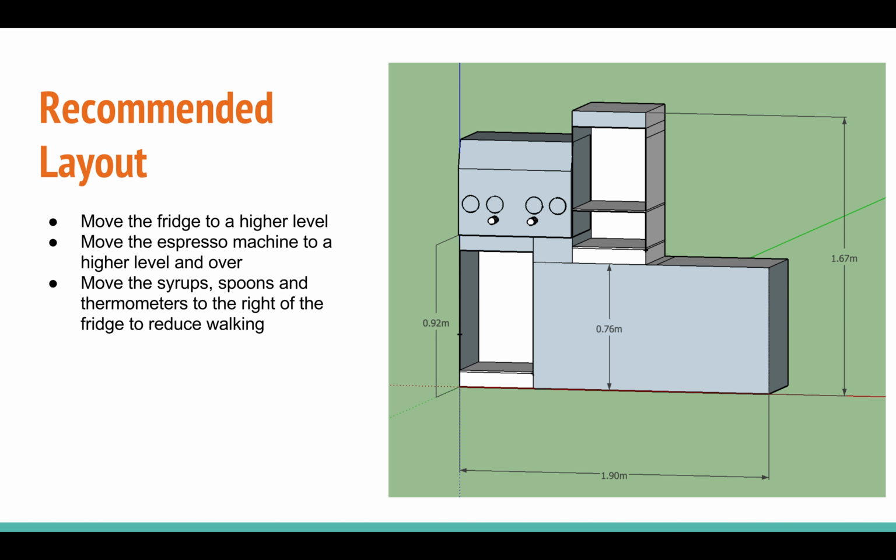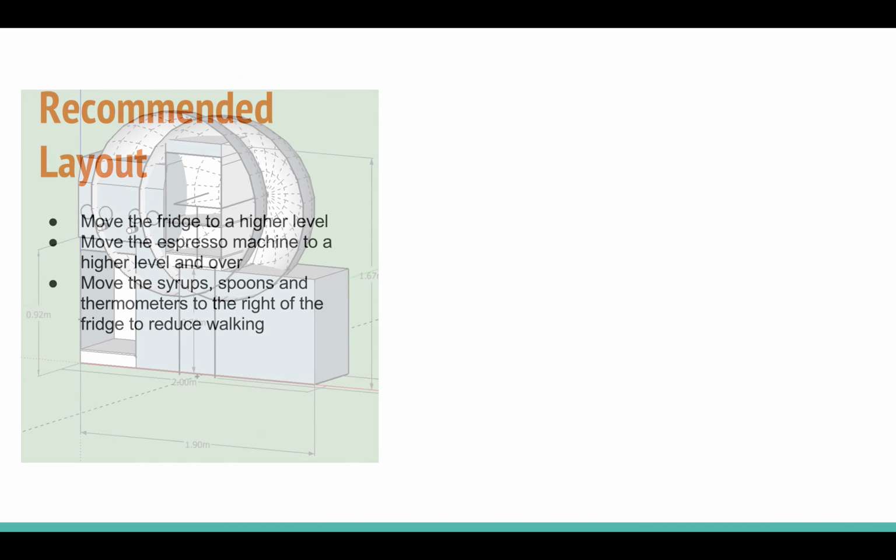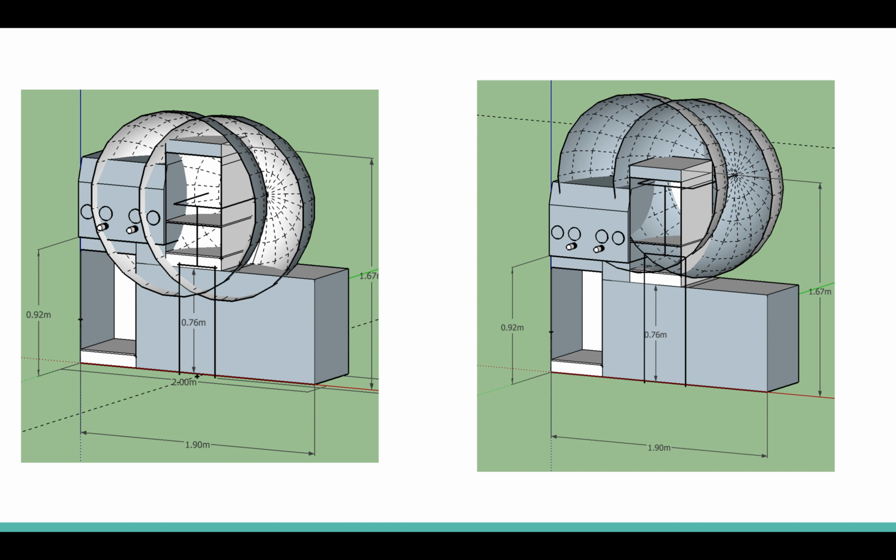We changed the layout to move the fridge to a higher level so that it's easier to reach and there's less bending. We moved the espresso machine to a higher level and over so that the 95th percentile male will be able to reach it easier, and we moved the syrups over to the right and the spoons and thermometers that were usually behind them to reduce the twisting and walking. And as you can see in our new SketchUp, the 95th percentile male on the right is able to touch the key points on the espresso machine and in the fridge, as well as our 5th percentile female.